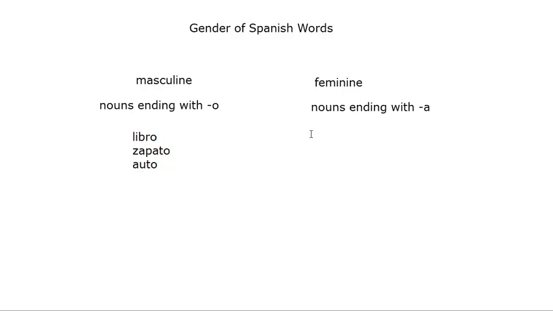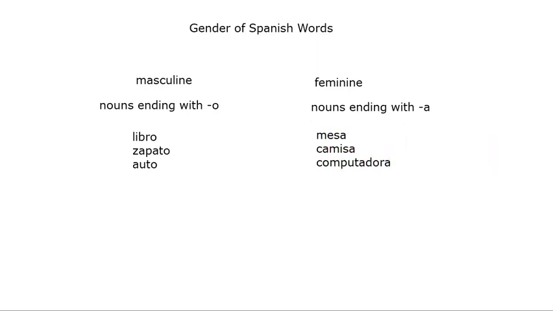Words ending with an A, feminine words. The word for table is mesa, that's a feminine word. The word for shirt is camisa, it's a feminine word. The word for computer is computadora. There's another word too, but that's a commonly used one, computadora, that's a feminine word. Again, if these ended with S, they would still be feminine. But this is just a general rule. There are definitely exceptions to the rule.